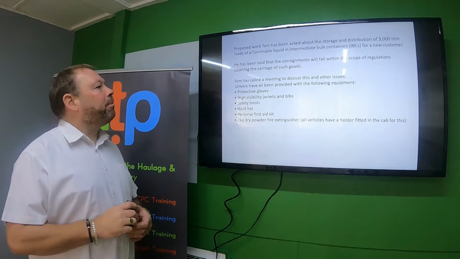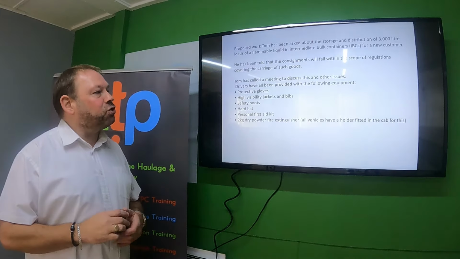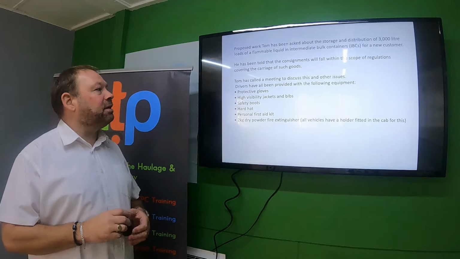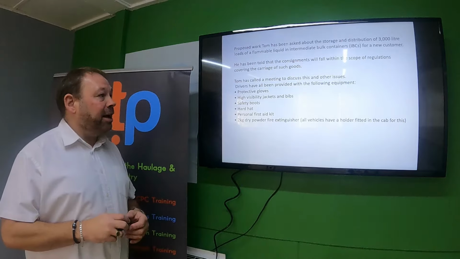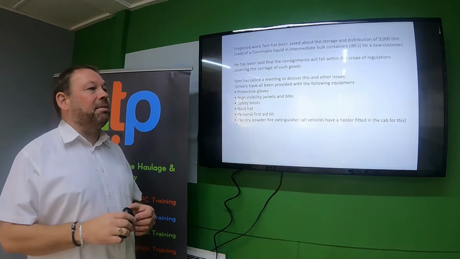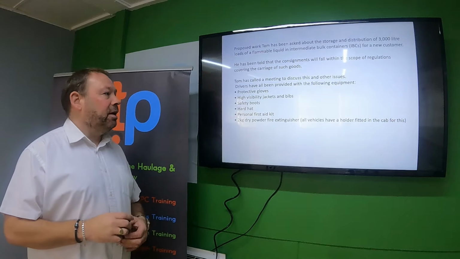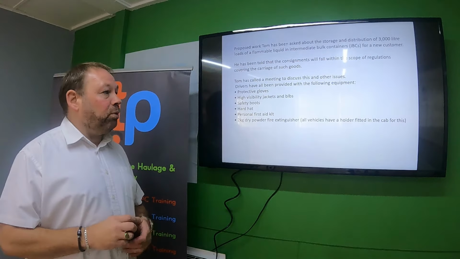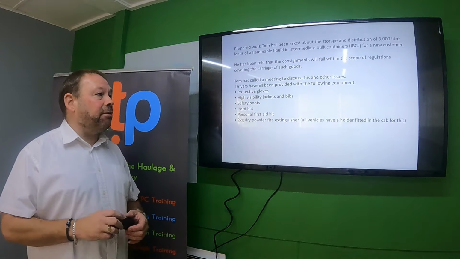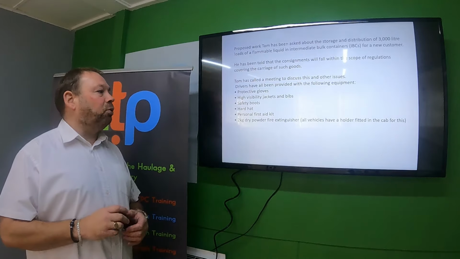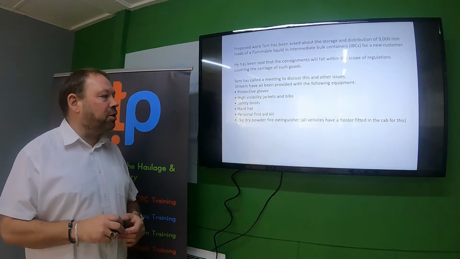Next bit. Proposed work. Tom has been asked about the storage and distribution of 3,000 litre loads of a flammable liquid in intermediate bulk containers, IBCs, for a new customer. He's been told that the consignments will fall within the scope of regulations covering the carriage of such goods. Tom has called a meeting to discuss this and other issues.